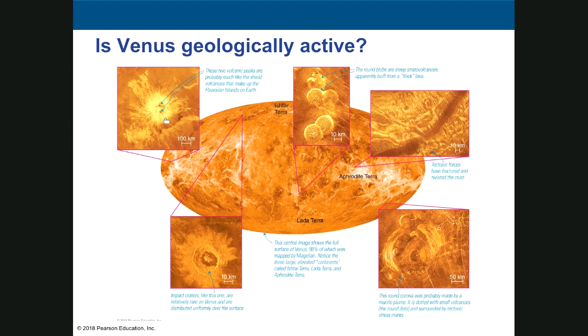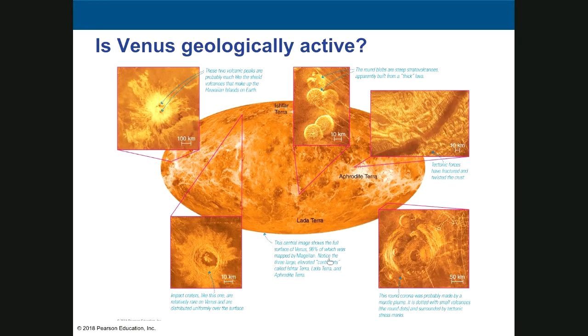So we can see this is kind of cool. These are twin volcanoes, so these are very similar to what we'd see on the Hawaiian Islands. We can see that there is impact cratering on Venus, and it seems to be relatively evenly distributed. The central image here shows the full surface of Venus, 98% of which was mapped by Magellan.